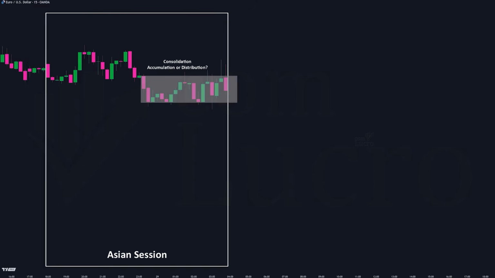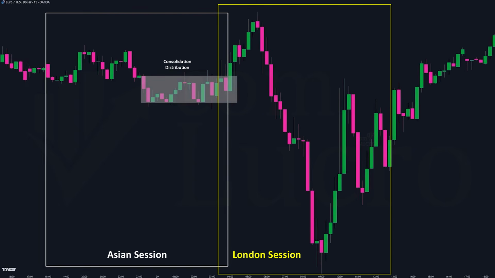Now let us see what happens when the London session begins. Price suddenly moves higher, engaging the liquidity above the consolidation range as well as the Asian high, before quickly returning back inside the range. This clearly shows how manipulation often occurs with the opening of the London session, when volatility is injected into the market. After that, price continues lower on the opposite side of the manipulation move.